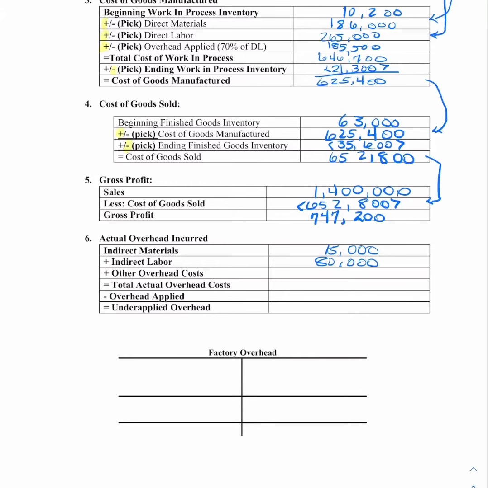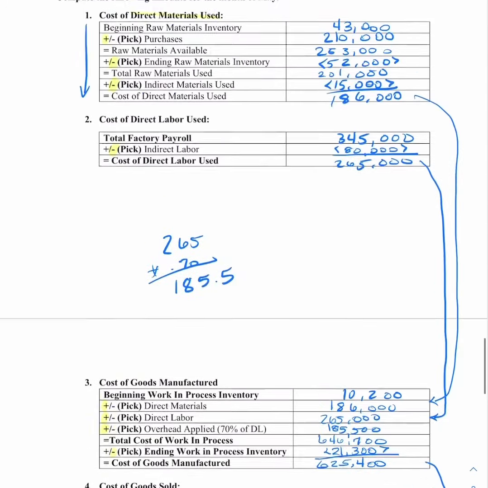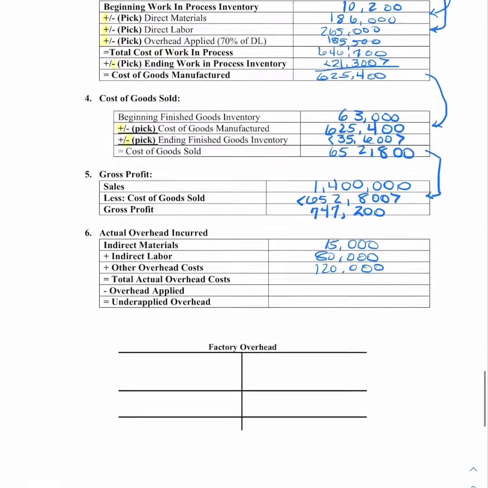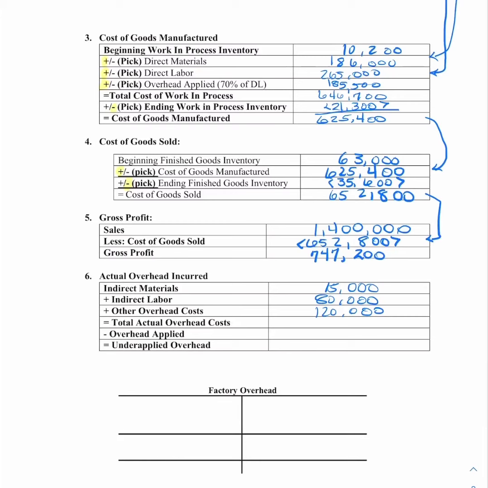Indirect labor of $80,000 and other overhead costs of $120,000. So once again, if you scroll up, you'll see that indirect labor and those other overhead costs of $120,000. That tells me that total actual overhead was $215,000, but we only applied $185,500, which tells me then that I underapplied overhead by $29,500.